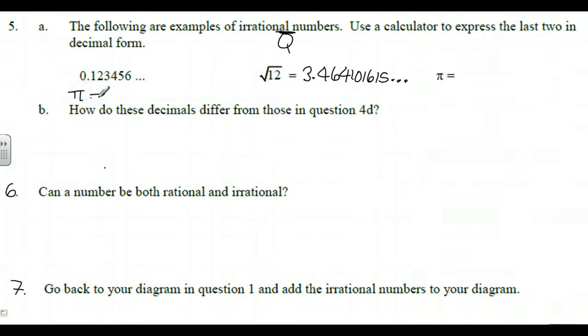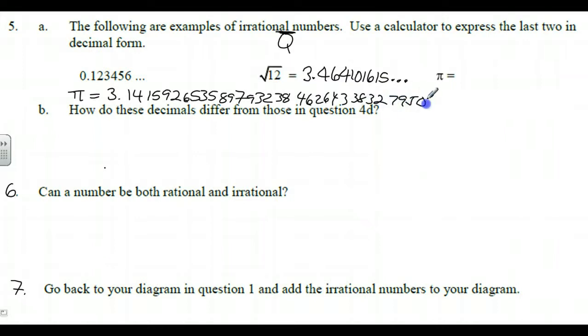So pi equals 3.1415926535897932265, 847264643383279502888. There goes the phone, so I better stop now.